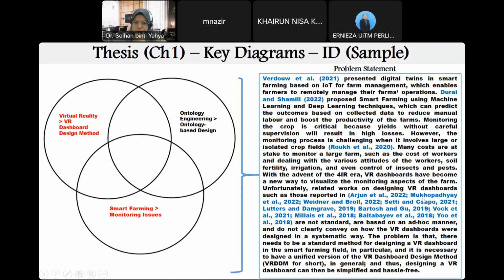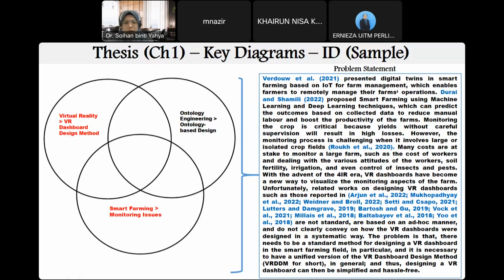Lepas itu dia kata dalam monitoring issue ini, benda yang paling penting adalah we need to have method to best design dia punya dashboard. Supaya bila orang pakai VR headset itu, dia merasakan bahawa okay, dashboard dia ni senang nak faham. Dashboard dia ni dia bangunkan sangat user-friendly, with element of user UX and user interface yang lebih baik. So bagaimana dia nak come out dengan better VR dashboard design method, right? And then apa yang dia buat ialah dalam problem statement dia dapat review dan dapat kenal pasti key paper.